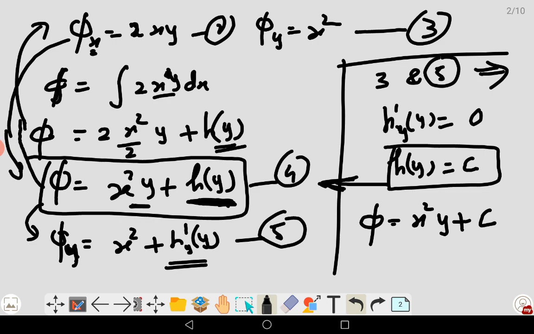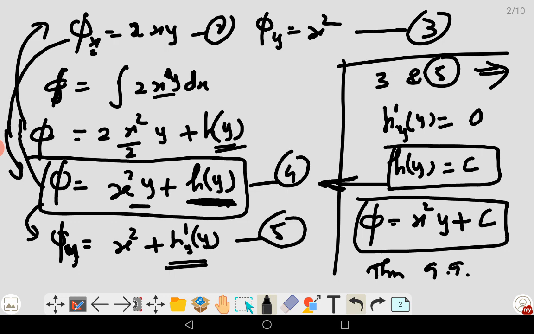Okay, and let's go ahead. This is phi. Now, as per the theorem that they want us to use in the problem, after finding phi, the question says to use theorem 9.9.1. 9.9.1 suggests integration, so I am writing it on the next page.